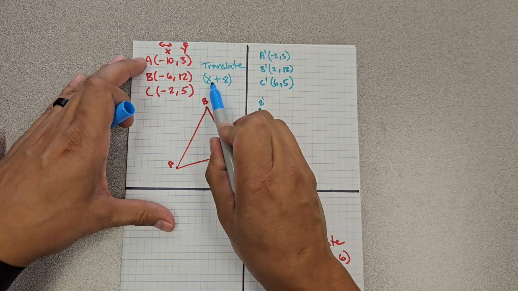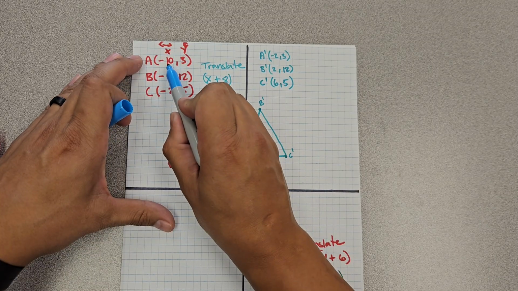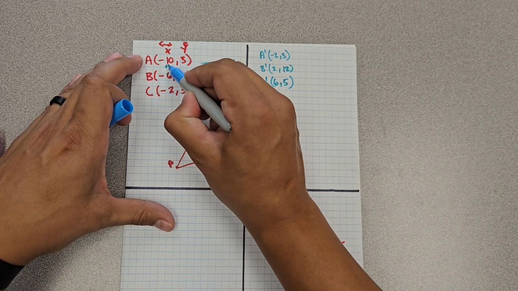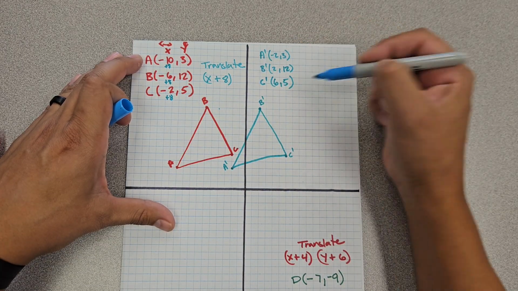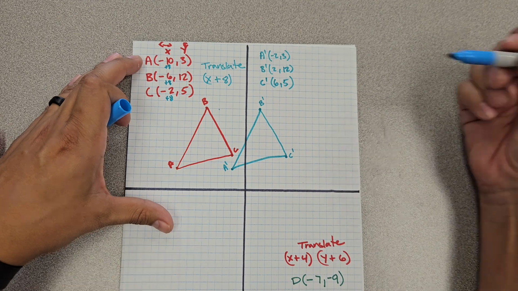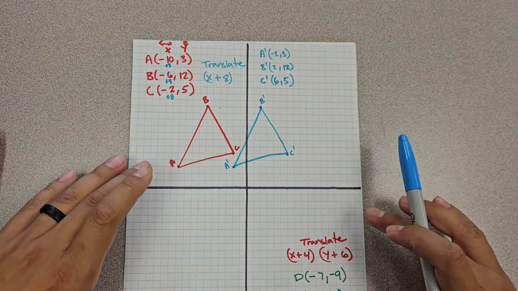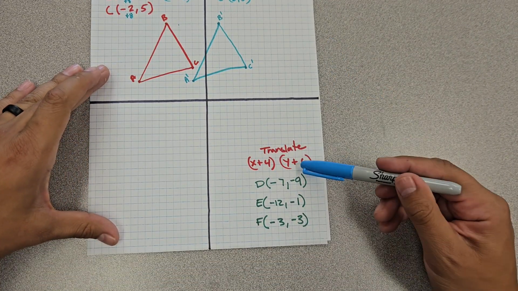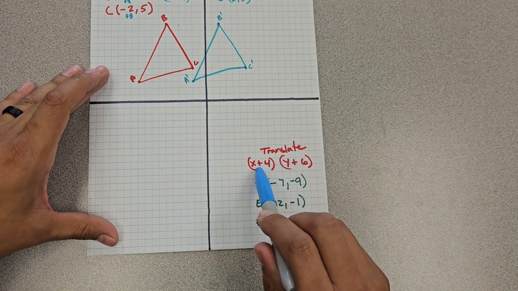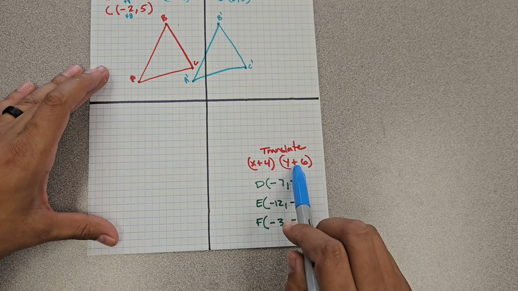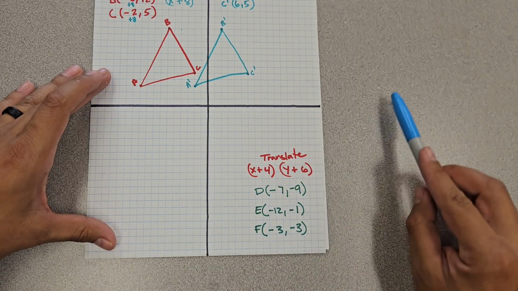Or I could take this, x plus 8, and add 8 to each of my x coordinates, and it should get you these coordinates here. Okay. So then we have this down here where we're going to translate now twice. We're going to go x plus 4 and then y plus 6. But first thing I need to do is graph right here.